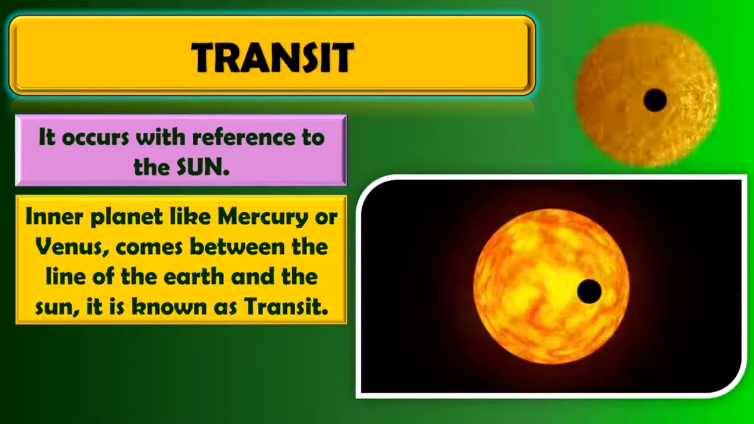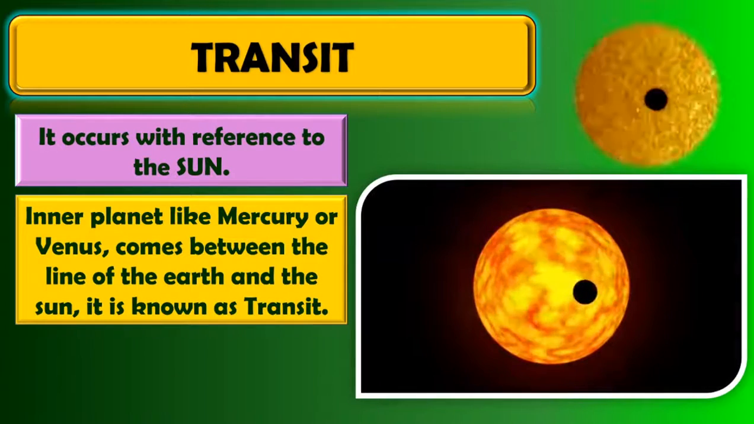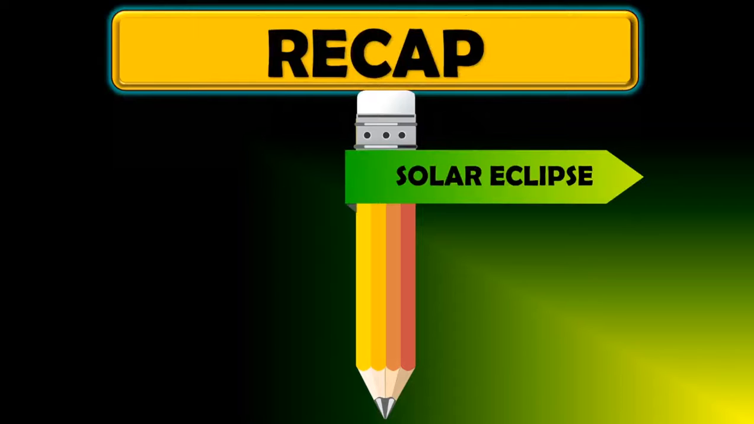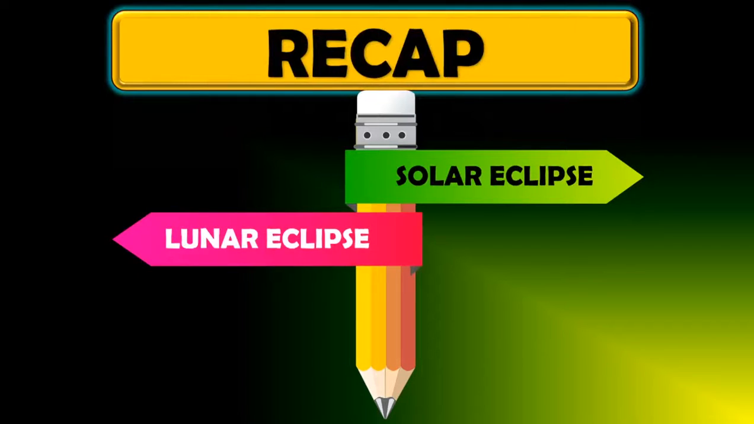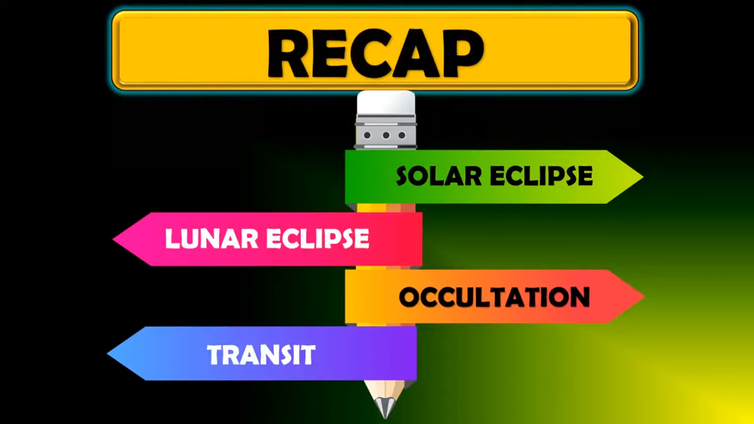So with this, we have completed the second lesson of geography. Now let's recap. Today we have studied about solar eclipse, lunar eclipse, occultation and transit.